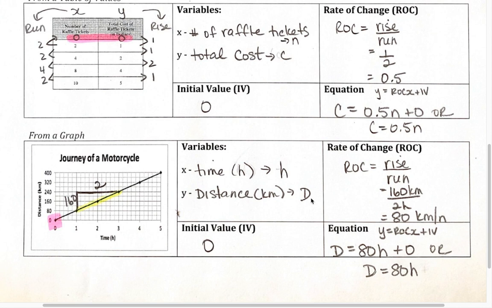So instead of calling it y, I'm going to replace it with something that connects it to what we're actually modeling, which is distance. So I'll call it d. So I've got my two variables.